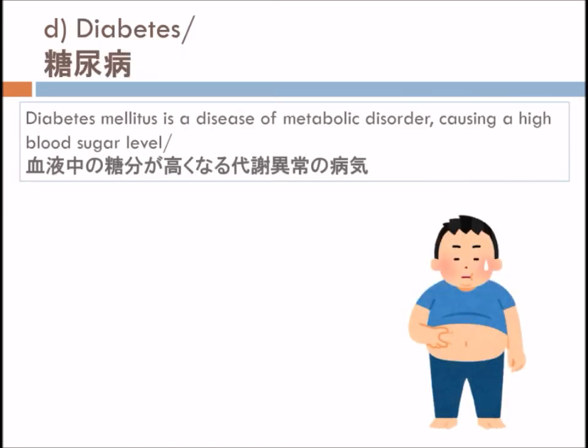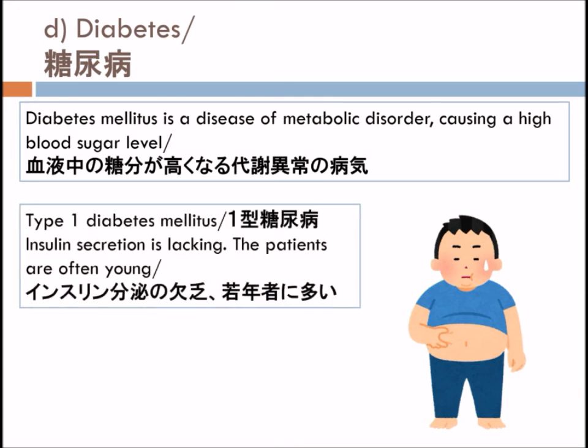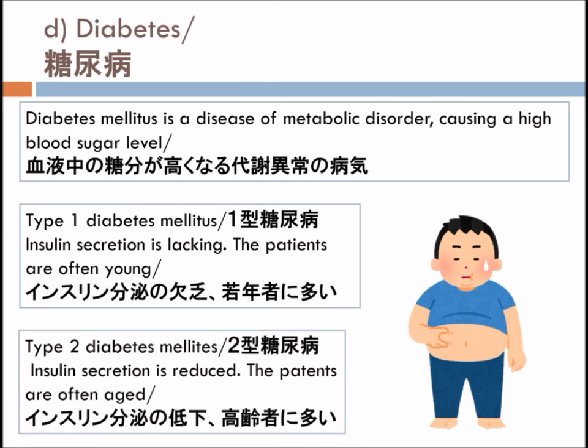Diabetes. Diabetes mellitus is a disease of metabolic disorder, causing a high blood sugar level. In type 1 diabetes mellitus, insulin secretion is lacking. The patients are often young. In type 2 diabetes mellitus, insulin secretion is reduced. The patients are often aged. It is regarded as a lifestyle disease caused by overeating, lack of exercise, stress, etc. Symptoms are dry mouth, excessive drinking, urination, weight loss, malaise.